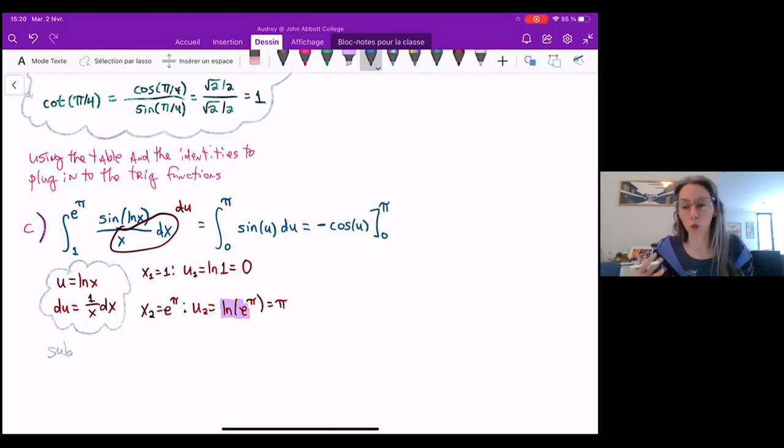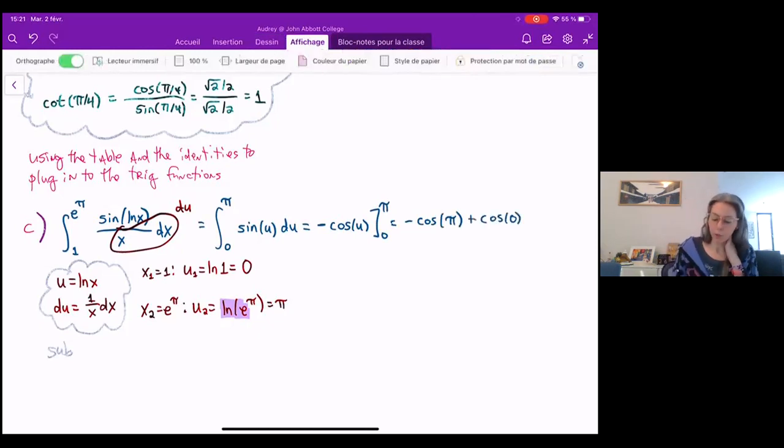And remember, these are u bounds. They are not x bounds. So they get plugged into my u, not into my x. So I don't have to rewrite this in terms of x. I just immediately plug in my pi and my 0.